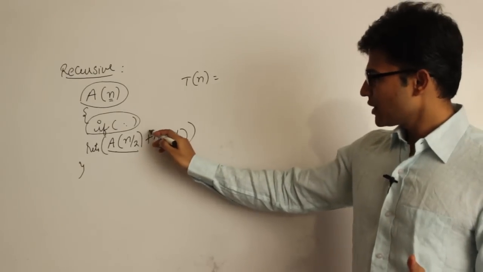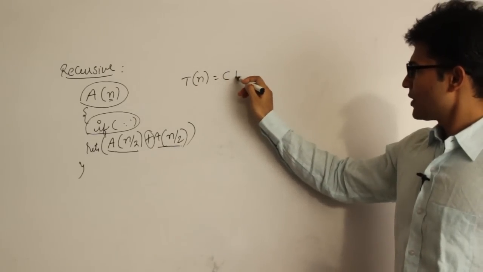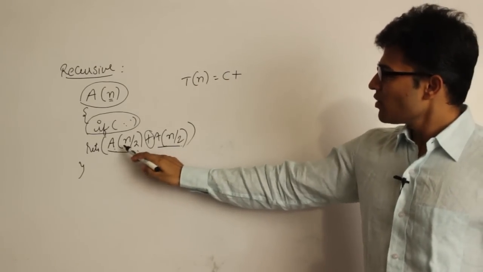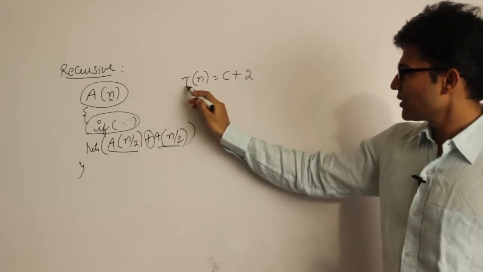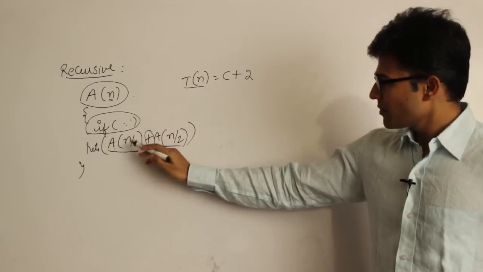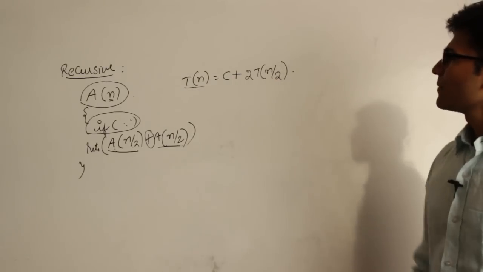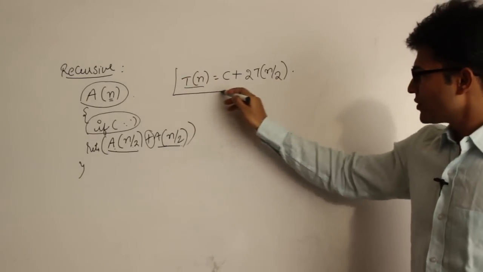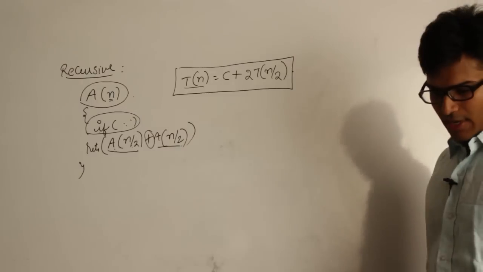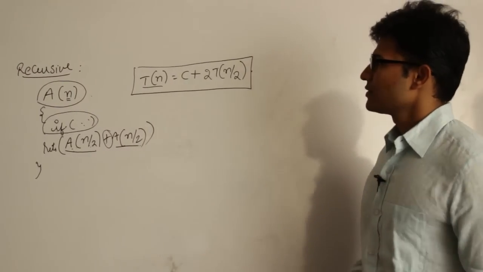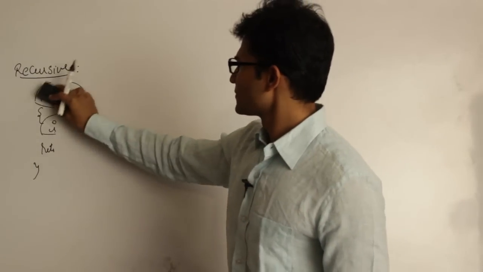So there is some constant time involved for this if condition and for this addition, plus we are calling A of n by 2 two times, which means 2 times, if for A of n the time taken is T of n, then for A of n by 2 the time taken will be T of n by 2. So this is how we should write the recursive functions, and then we should try solving these recursive functions. There are various ways; I'll take some examples and show you.